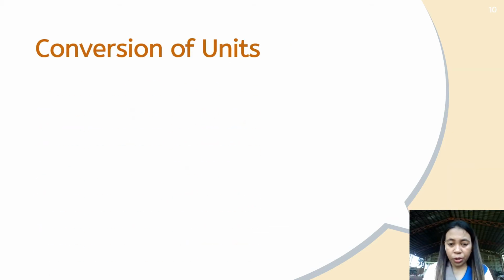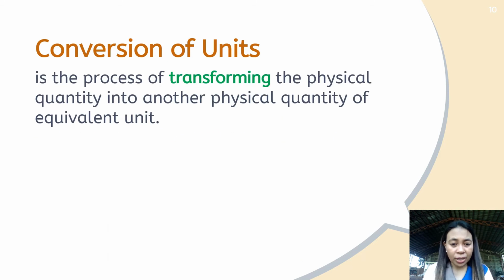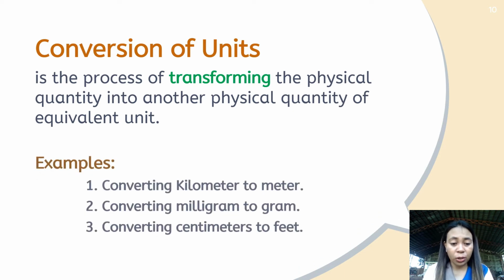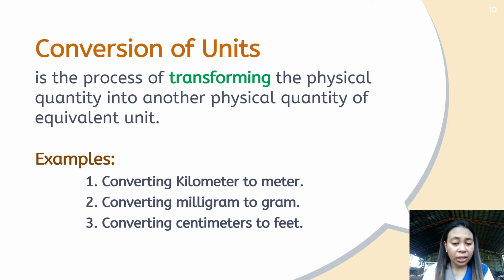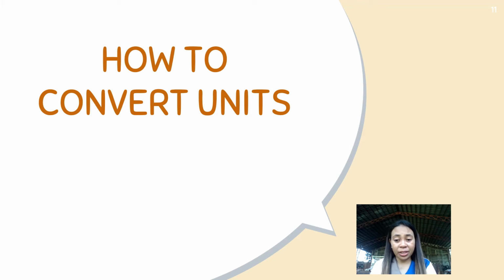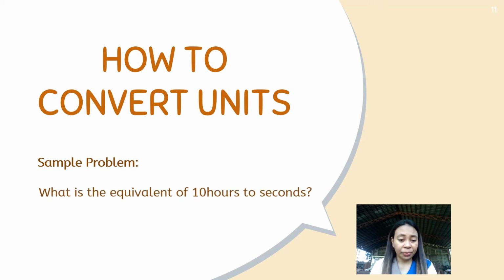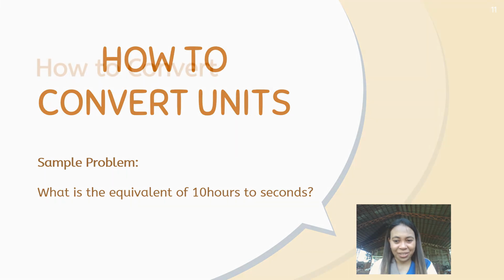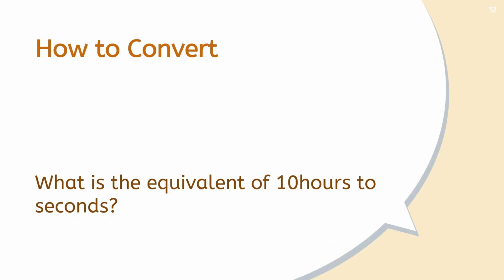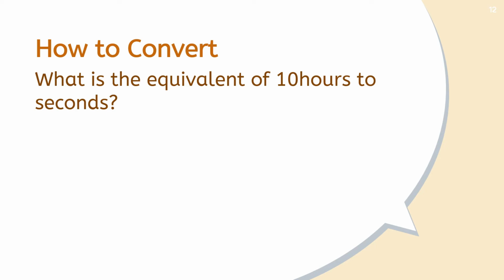So what is conversion of units? It is the process of transforming a physical quantity into another physical quantity of the equivalent unit. For example, converting kilometer to meter, or milligram to gram. How do we convert units? For example, what is the equivalent of 10 hours to seconds? Let us solve this.